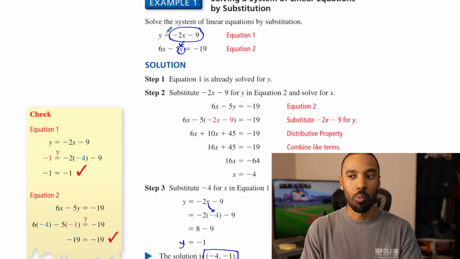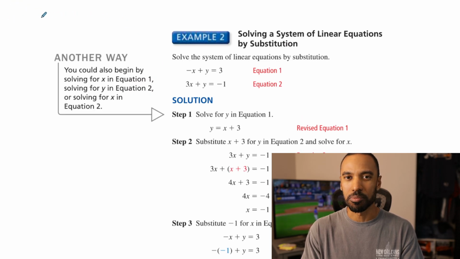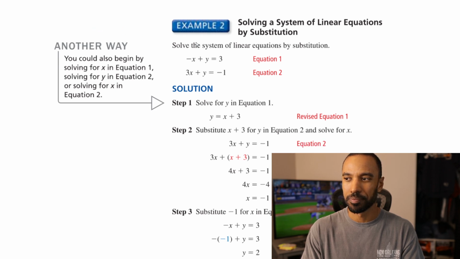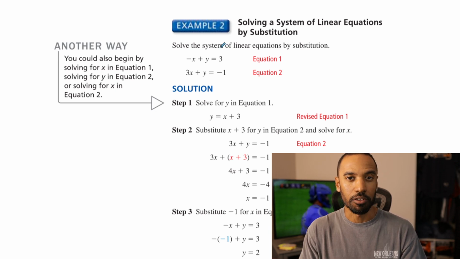Because as you could tell, y was already by itself in this equation. That's not always going to be the case in these problems. Although in those problems, that's when substitution is the best method to probably do. Okay, here's an example where nothing is by itself. It says solve using substitution, and so what we want to do is get a variable by itself.